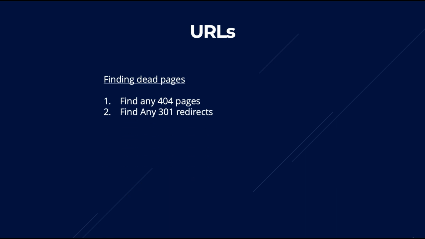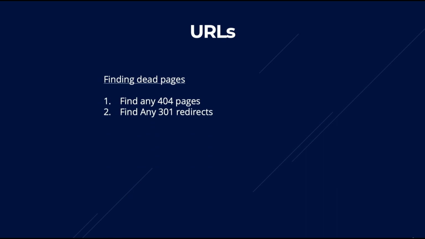When it comes to auditing a website from an on-page SEO perspective, the first thing which you want to do is audit the website's URLs. Now, there's two parts to auditing a website URL. You have number one, which is finding dead pages. So this can include things such as finding 404 pages and finding any 301 redirects that website has.